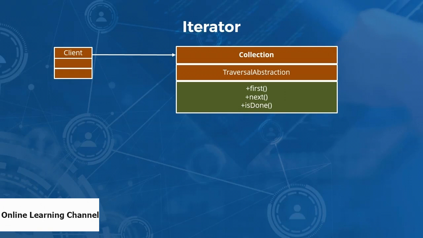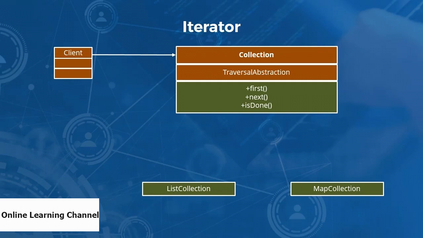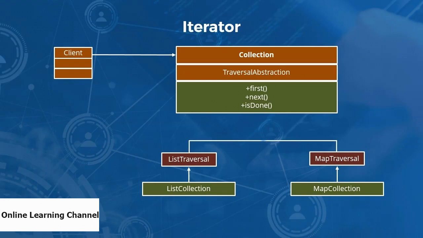Your client should always work with all collections using this traversal abstraction. So each collection, whether it's a list collection, a map collection, or a tuple, should implement the traversal abstraction interface. We should have a list traversal and a map traversal abstraction. The use of this higher level traversal abstraction will allow clients to work with all kinds of collections using the same set of methods.